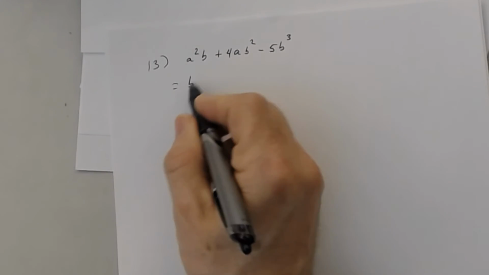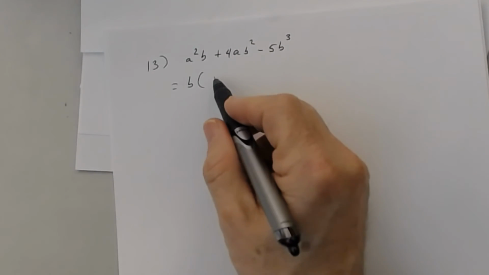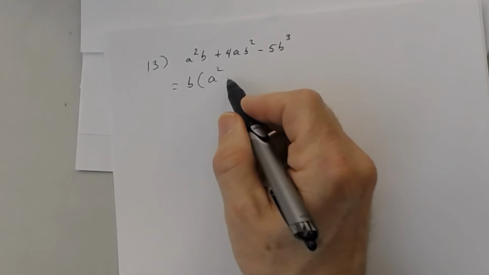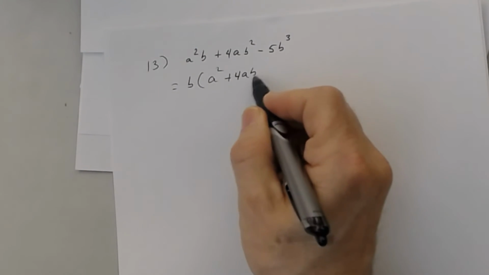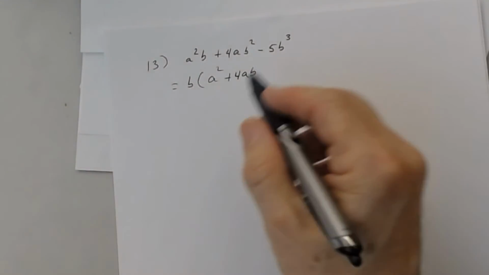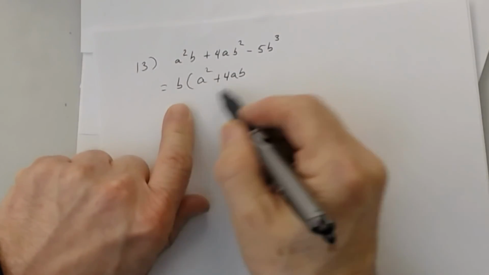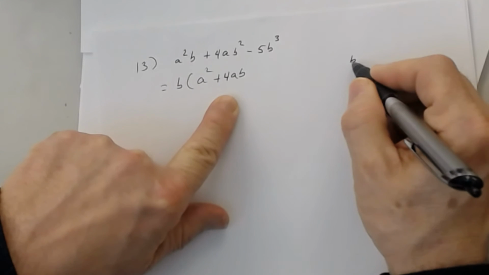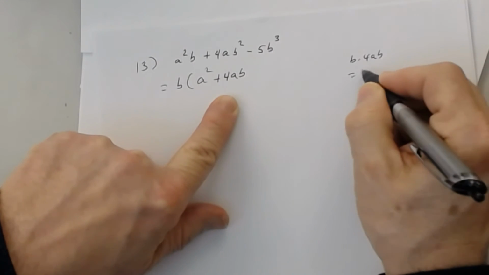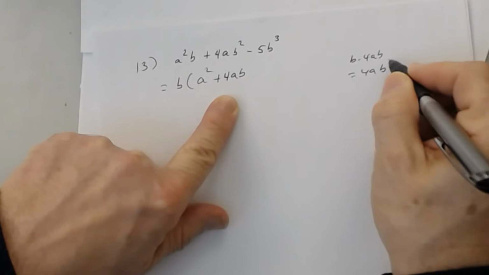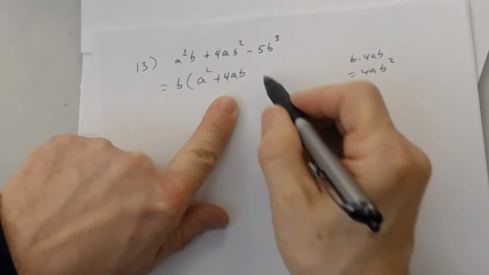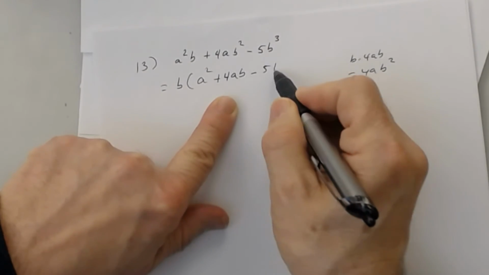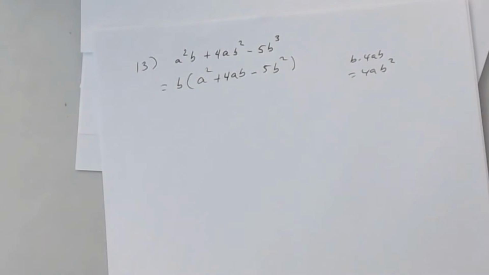So you're going to say b times, all right, now what's going to go here? A squared, plus 4ab, good, because if you check it using the distributive property, b times 4ab is 4ab squared, which is what this is. And then minus 5b to the second. All right, so that's where we're at, okay?